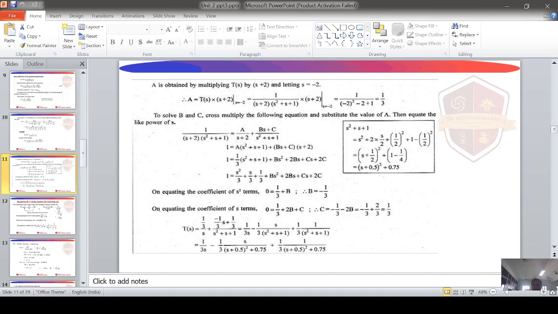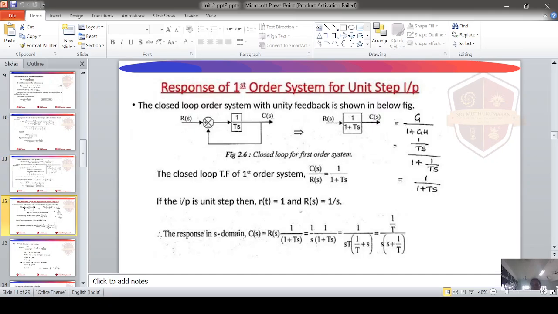Then we have to apply the inverse Laplace transform, so we can find the time response. Next, the response of a first order system. For a unit step input, the closed loop first order system with unity feedback is shown in the figure. The closed loop transfer function C of s divided by R of s equals 1 divided by 1 plus sT for a first order system.